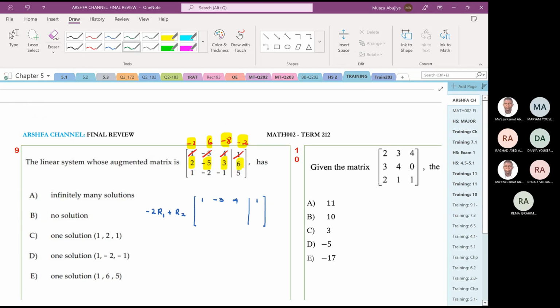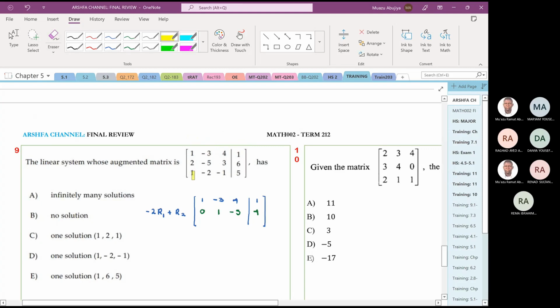If I do that, then what do we get? Minus 2 and 2 gives us 0. 6 minus 5 gives us 1. Minus 8 plus 3 gives us minus 5. Then minus 2 and 6 gives us 4. Now, the first row is okay. Let us go to the second step. Now, what to do next?